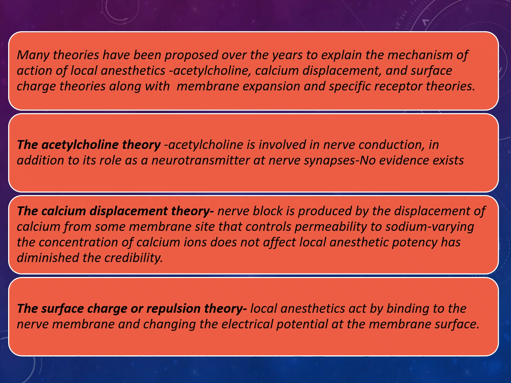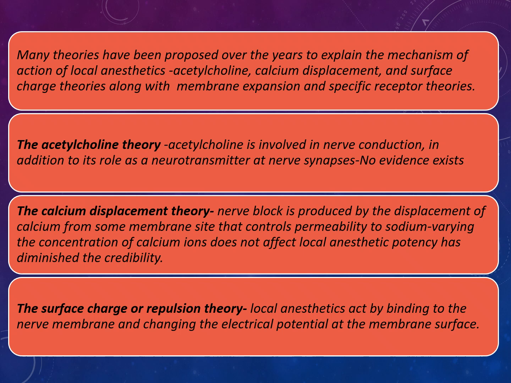Many theories have been proposed over the years to explain the mechanism of action of local anesthetics. There are five main theories. The first is the acetylcholine theory, then the calcium displacement theory, surface charge theory, membrane expansion theory, and specific receptor theory. Acetylcholine theory: acetylcholine being a neurotransmitter, it was found to be involved in nerve conduction. But there is no evidence present.